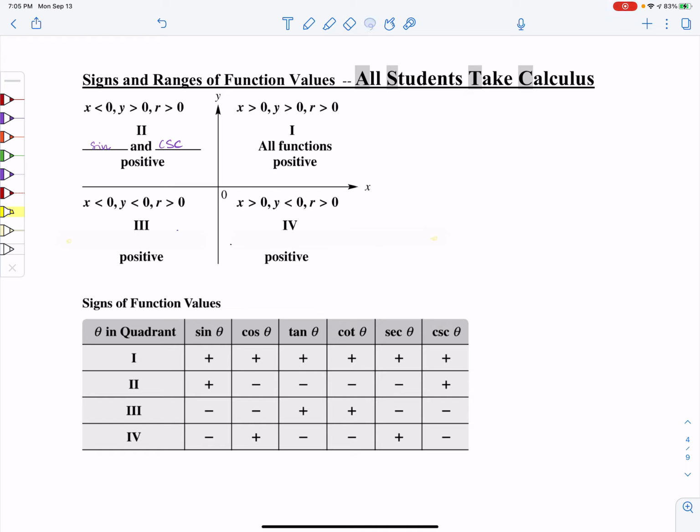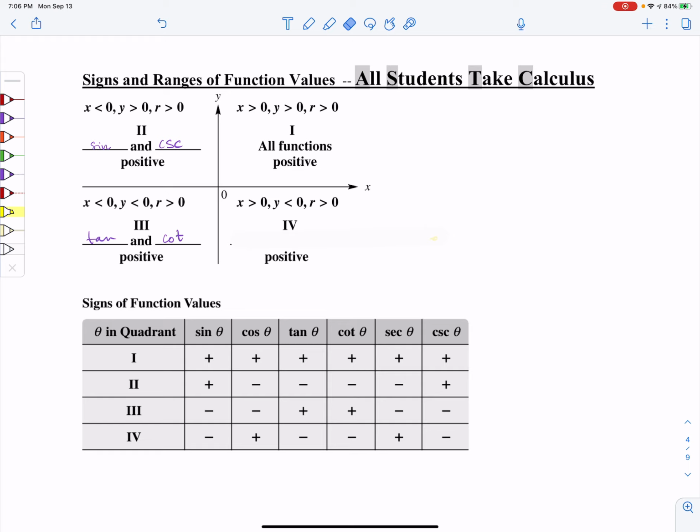All right, so for the third quadrant, notice that our x's are negative and our y's are negative. R is still positive. It's always going to be positive. And so if I tried to use sine or cosine, that would be a y over r or an x over r, and both of those would be negative. The only ones that are going to be positive are tangent and cotangent, because that's going to be y over x, which will be a negative over a negative, or x over y. So the ones that are positive in the third quadrant are tangent and cotangent.